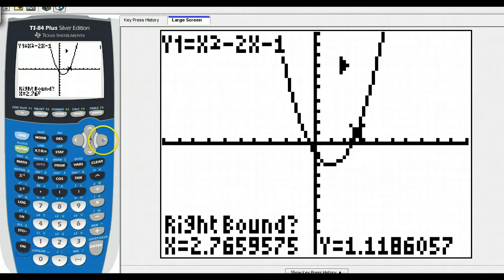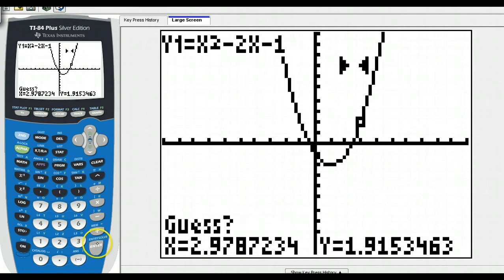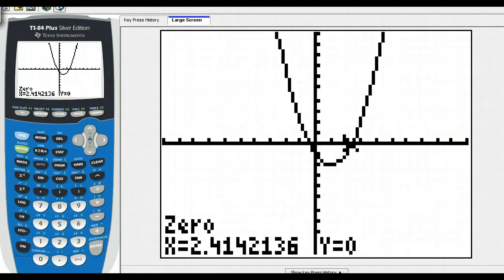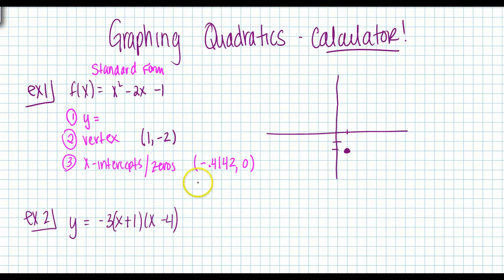You need to then go right bound, so hit your right arrow key 2 times, press enter, and then guess, press enter, and here we've got 2.414, excuse me. So I'm at 2.414, comma 0. So that point is, all right, maybe about here, and about here, and I have my parabola.